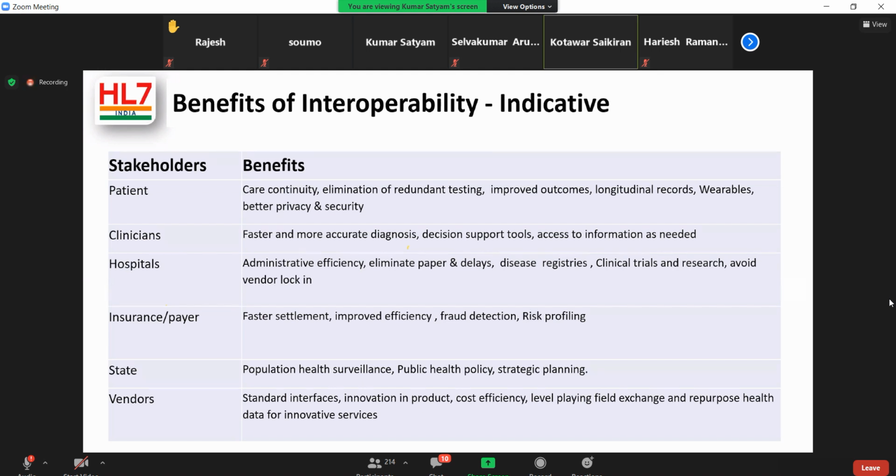And there are plenty of examples, right? Cross-document exchange, if you want to exchange a document, or you want to refer a patient to another hospital, that referral itself is an example where you can use interoperability. So wherever two or more systems are talking to each other, that's a use case for interoperability. Yeah, thank you, Satyam. Thank you. Moving next.